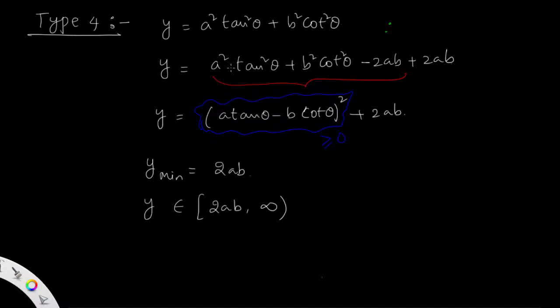This type of question is there. First convert the terms by adding and subtracting 2ab. Then the value becomes a tan theta minus b cot theta whole square plus 2ab.